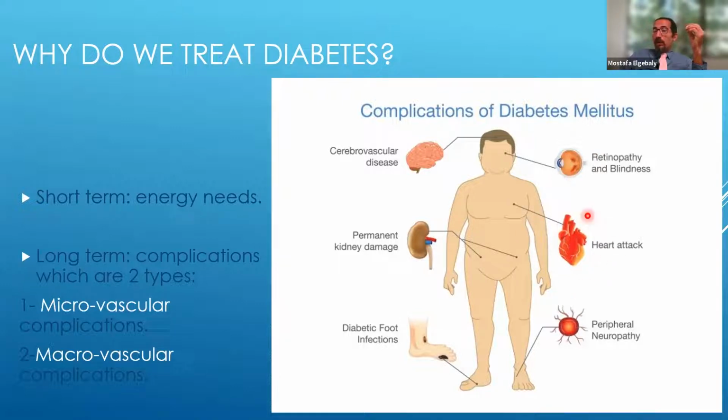There are also small vessels with circulation around the heart, looks like a crown. And if this is damaged, you'll have heart attacks or angina or ischemic heart disease. So diabetes is definitely a risk factor for heart conditions.